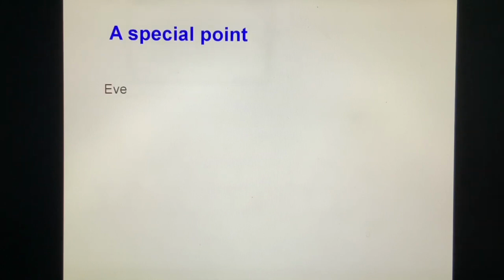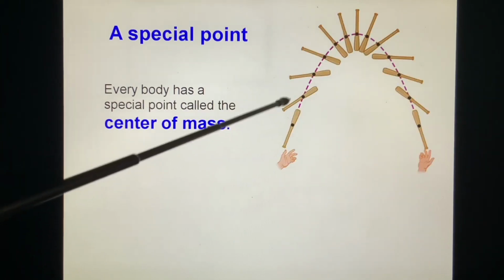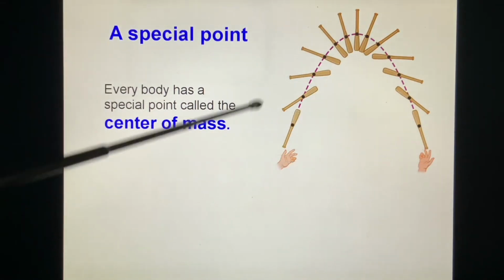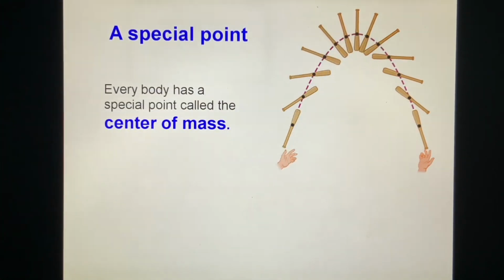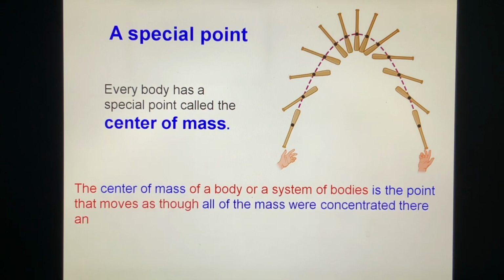A special point. Every body has a special point called the center of mass. Look at a baseball bat. You throw the baseball bat, it turns around, but if you look at a special point called the center of mass, it moves like a single particle, right? The center of mass of a body or a system of bodies is the point that moves as though all the mass were concentrated there and all external forces were applied there.